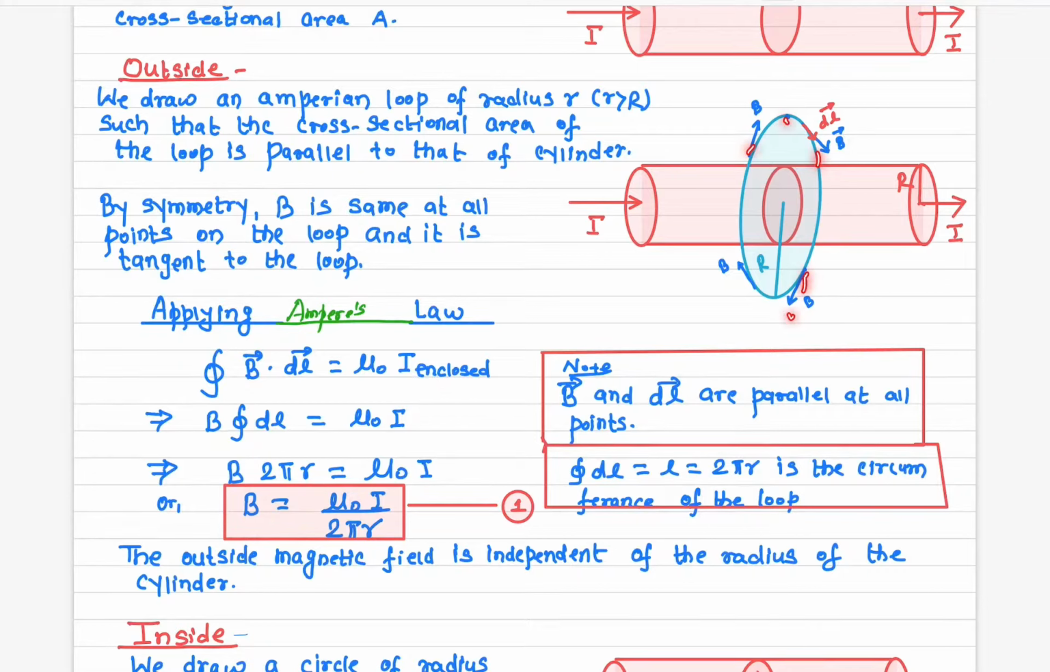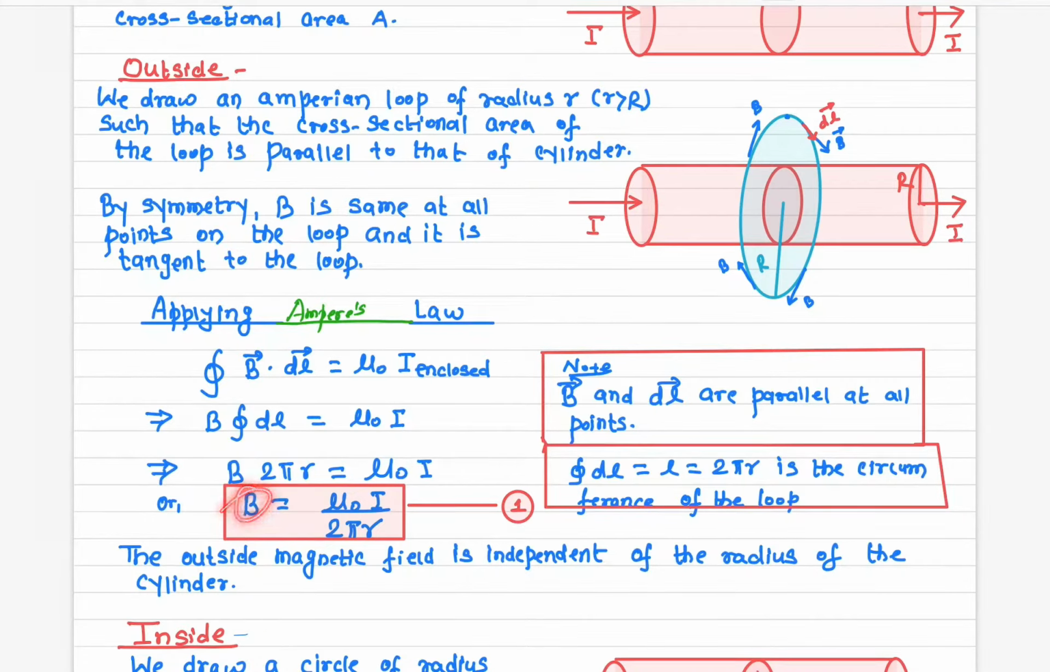B is constant at all points, and B vector and dl vector are parallel. So I can simply take B outside, and the integral of dl is over the entire closed loop here. That means this is the length. So if I integrate over the entire loop, then it will be the total length of the circle, which is the circumference. And what is the circumference of a circle? This is equal to 2 pi r. That is exactly the circumference of the loop.